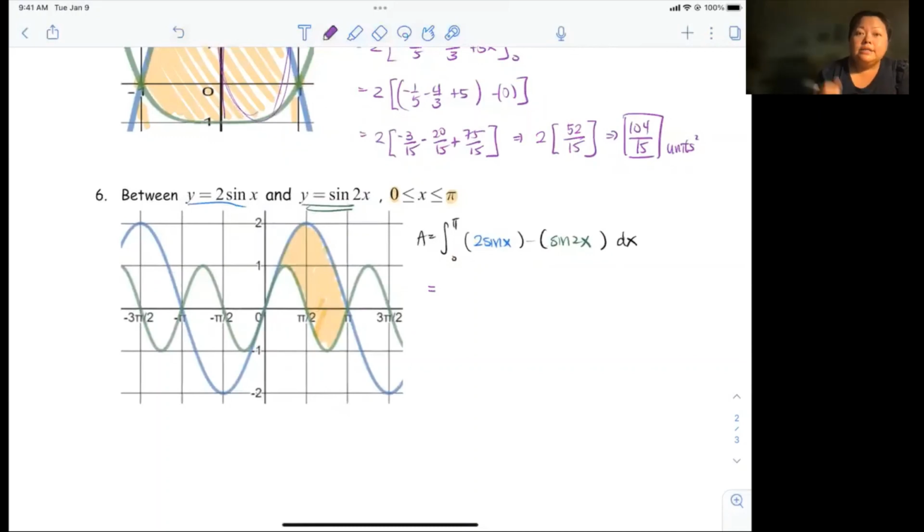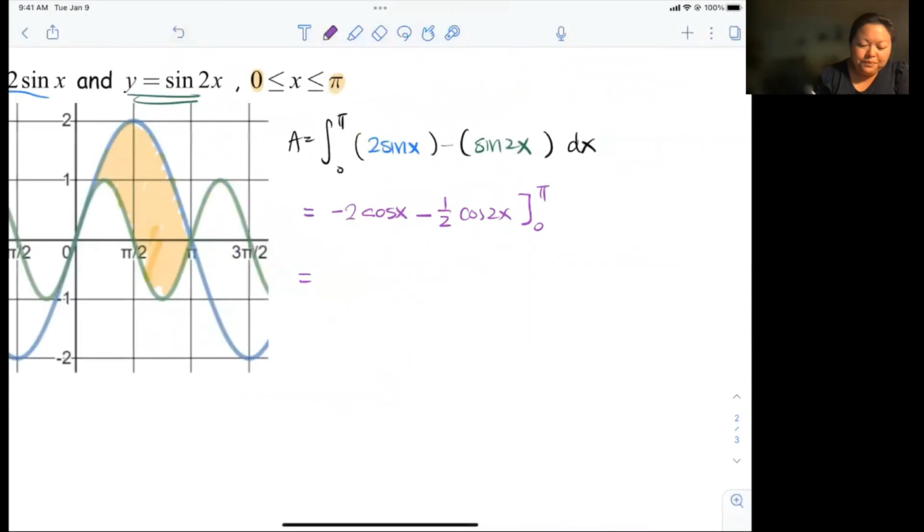The antiderivative of sine x is negative cosine x, so the coefficient 2 stays there. So negative 2 cosine x minus sine 2x, that's cosine 2x. But don't forget to take the 2 out as a coefficient, reciprocal that because we're taking the antiderivative. And then you evaluate 0 to pi. Because we're dealing with cosine now, watch out for your 0, okay? So we have negative 2 cosine of pi minus 1/2 cosine of 2 pi actually. Well, actually, no, sorry about that. Okay, and then minus negative 2 cosine of 0 minus 1/2 cosine of 0, because 2 times 0 is still 0.